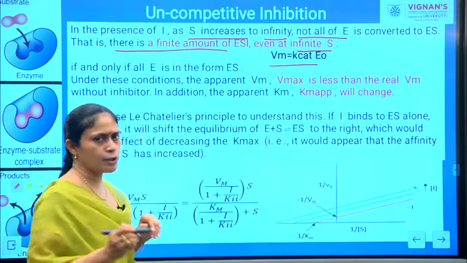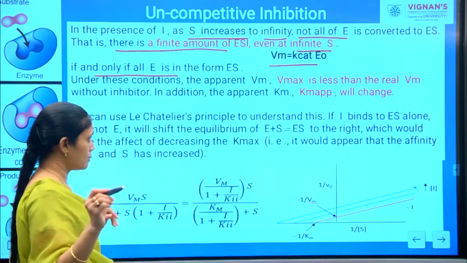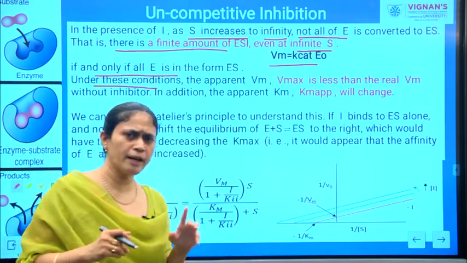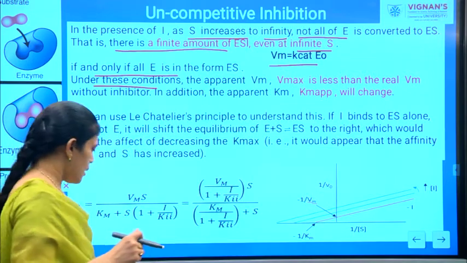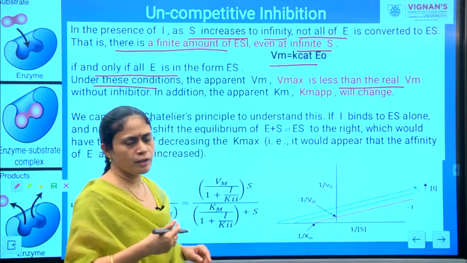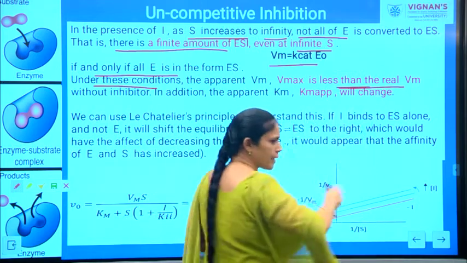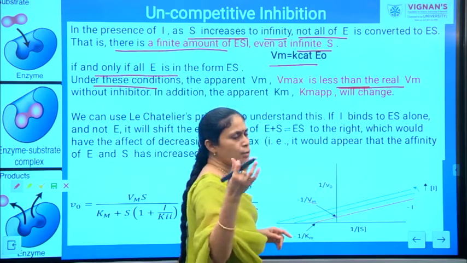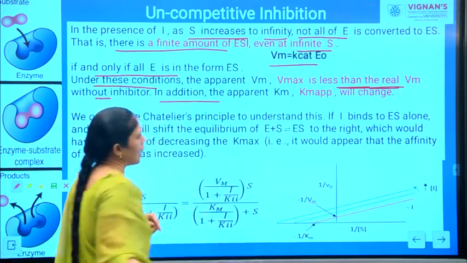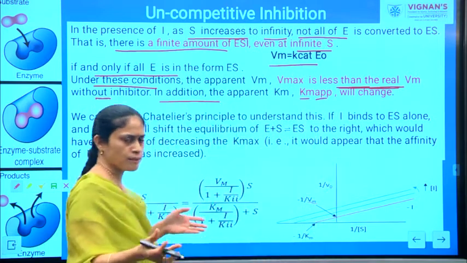Your Vmax is equal to Kcat into E naught, if and only if all the enzyme is in the form of ES, that is, the enzyme substrate complex. Under these conditions, the apparent Vmax is lesser than that of your Vmax. In the last slide, I told you that here there is a change in your Vmax as well as your Km. What is the change here? Vmax is going to get decreased compared to without inhibitor. In addition, the apparent Km, which I am representing as Km app, will also be changed.